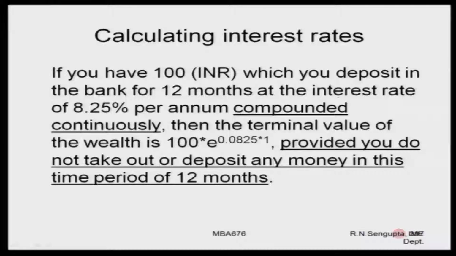If you have 100 rupees deposited again for 12 months at an interest rate of 0.0825 compounded continuously, then the amount of money which you have is this, provided you do not take out or deposit any money within this time period of 1 year.